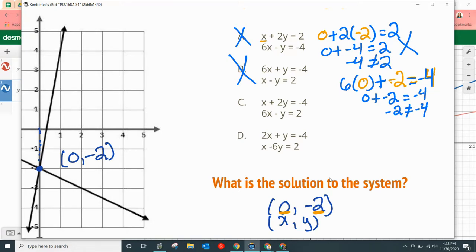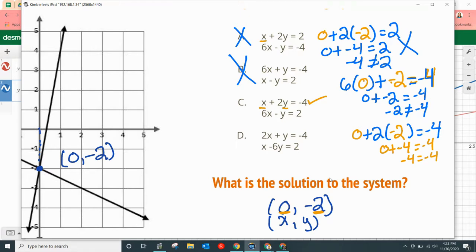Okay, so for C, I'm going to plug in 0 for x here. So that's 0 plus 2 times whatever y is. I'm going to see if it equals negative 4. Well, for y, I'm going to plug in negative 2. Okay, so 0 plus 2 times negative 2. That's going to end up being 0 plus negative 4. Does that equal negative 4? Well, sure, because 0 plus negative 4 is just negative 4. Okay, so this one worked. But we can't stop there. We have to check the second one as well.